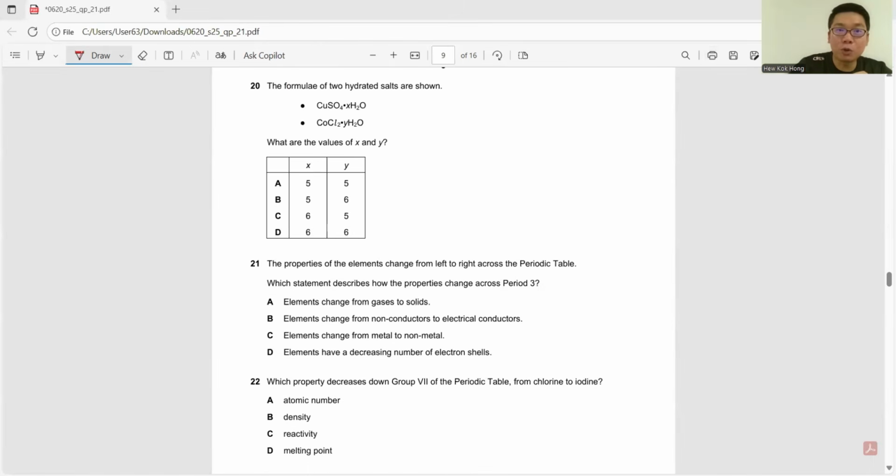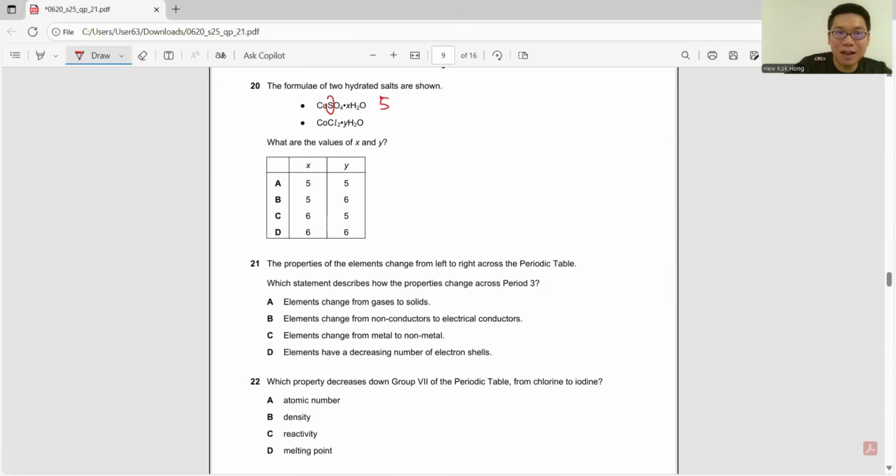20. The formulas for two hydrated salts are shown. What are the values of X and Y? This you need to remember. Copper sulfate: can you see this shape S? It looks like 5. So this is 5. CoCl2 does not have anything that looks like 5. The C you can complete to become 6. So you remember by this: S is related to 5, C is related to 6. So the answer is B.